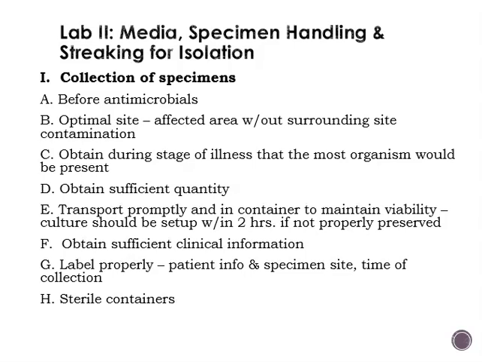We want to have it transported properly and in a container that will be able to maintain viability of the specimen. So we either need to properly preserve the specimen or get it to the lab as soon as possible. The specimen ideally should be set up within 2 hours if a preservative transport media is not used for collection. So they make specific types of wound culture swabs or urine culture tubes, etc., that will have preservatives in it.